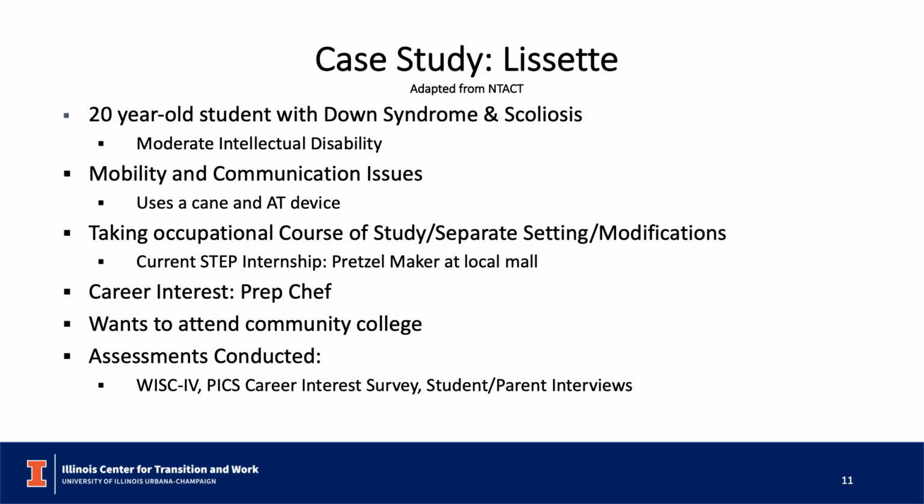So we're going to use an example of a student named Lissette throughout this webinar today, just to illustrate some potential goals that we could develop. So let's meet Lissette. She's a 20-year-old student with Down syndrome and scoliosis. She's identified on her IEP as having a moderate intellectual disability. She does use a cane and AT devices due to some mobility and communication struggles. She is taking occupational course of study where she's really focused on those transition skills because she is 20 years old. She's in that transition program.